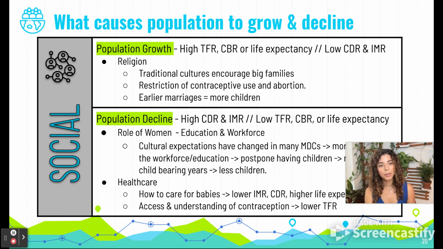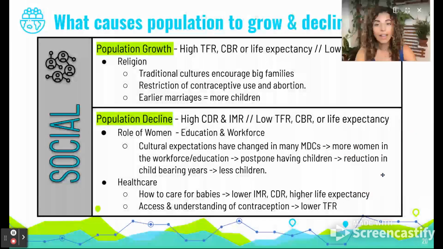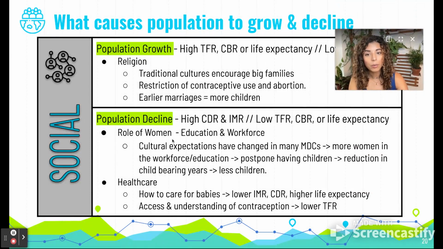If a woman gets married at a younger age, then that's far more childbearing years that they have if they get started young. And then in terms of population decline, socially, role of women in education and workforce. So this we see happening in more developed countries where more women are entering the workforce and are more career oriented than before. They have more educational opportunities as well.